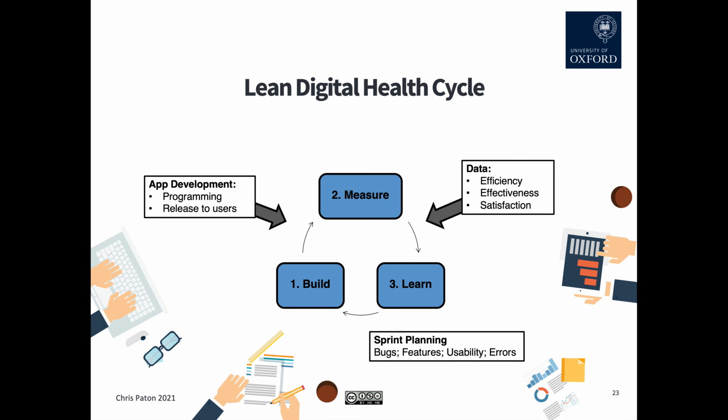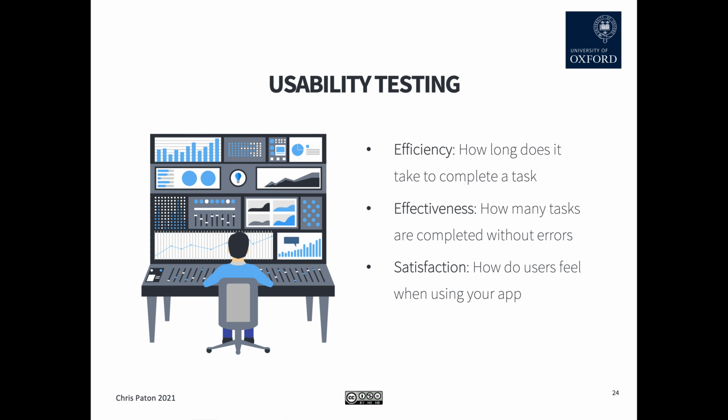So you might build, doing your programming, release to end users, and then measure data on how people complete tasks within the app. And you can even include things like surveys to find out how satisfied they are. And then you use that data to learn about your app and plan how you're going to change things, and then you go into this kind of build again.